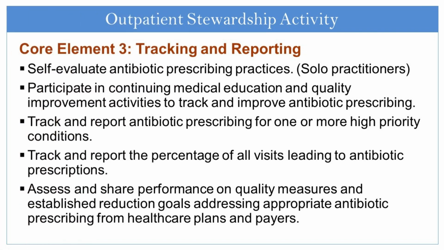The third core element is tracking and reporting. Self-evaluation of antibiotic prescribing practices by solo practitioners. They should participate in continuing medical education and quality improvement activities to track and improve antibiotic prescribing. Track and report antibiotic prescribing for one or more high priority conditions. Track and report the percentage of all visits leading to antibiotic prescriptions, assess and share performance on quality measures, and establish reduction goals addressing appropriate antibiotic prescribing from healthcare plans and payers.